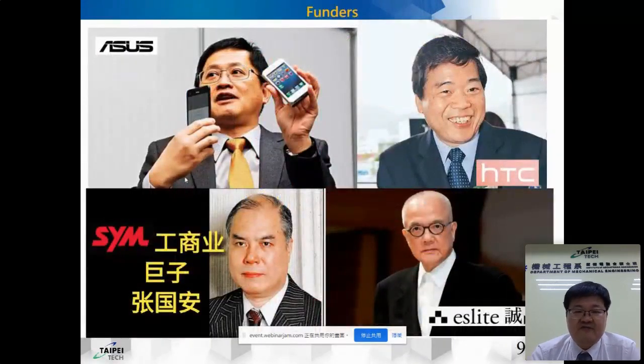Some founders of famous brands like Asus, for notebooks and cell phones, HTC for cell phones, the Sanyang Motor, SYM, for motorcycles, and even a bookshop, there are some very famous bookshops in Asia. All these founders are from our university. So we have very famous alumni all over the world.